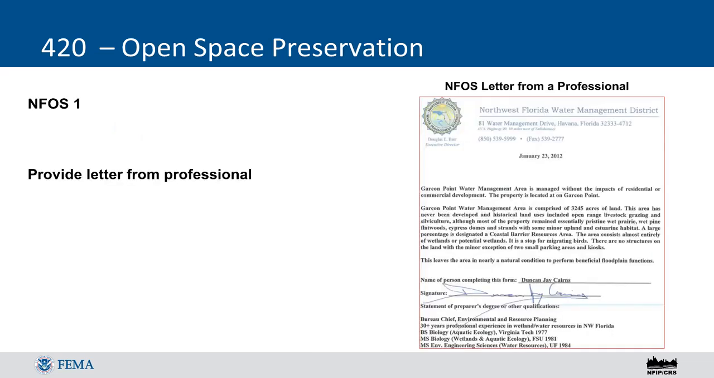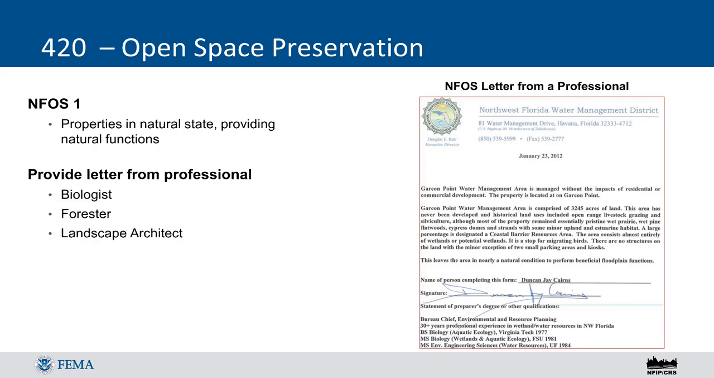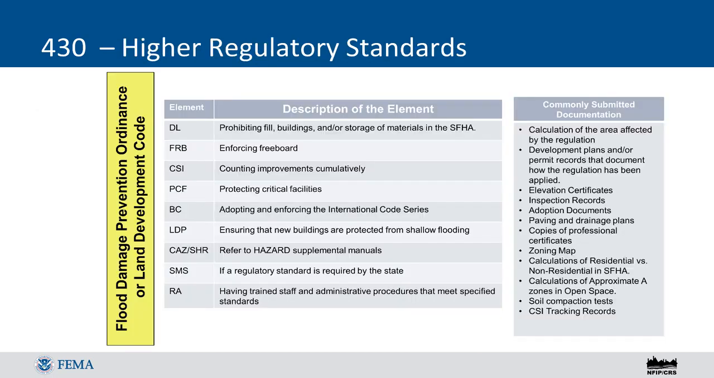And if you're trying to get the extra credit for properties that are in their natural state and providing natural functions, that's NFOS 1. We'll need a letter from a professional biologist, forester, or landscape architect, someone with expertise in that field. Activity 430 is your higher standards for floodplain development. For this, please send in a copy of your ordinance and note where the creditable elements are. For example, you'll want to show where you're requiring freeboard, or if you're tracking cumulative substantial improvement, show us where that's at in the ordinance.